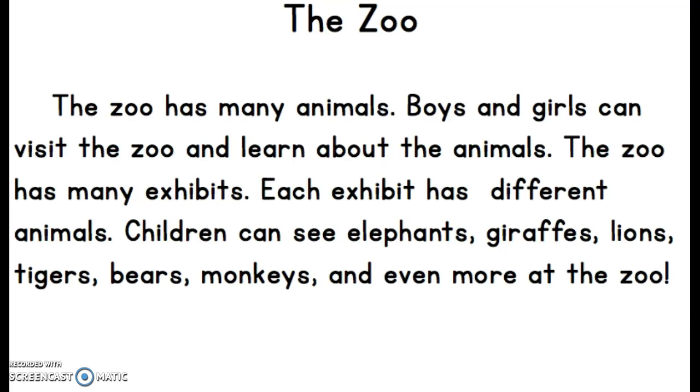Listen as I read an article called The Zoo. The zoo has many animals. Boys and girls can visit the zoo and learn about the animals. The zoo has many exhibits. Each exhibit has different animals. Children can see elephants, giraffes, lions, tigers, bears, monkeys, and even more at the zoo.